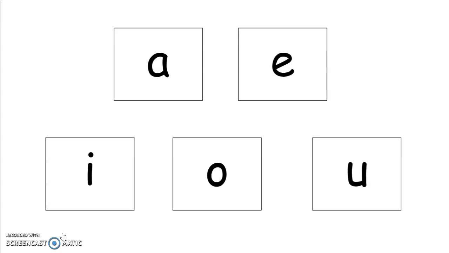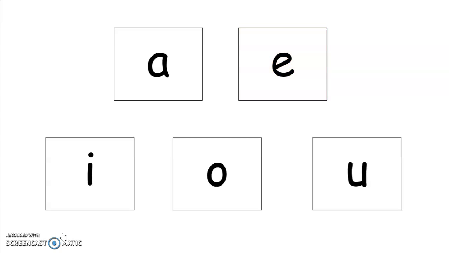The next sound is the sound I. Repeat that sound. Good. Now which vowel makes that sound? You're right. I says I. The next one is the sound eh. Repeat that sound. Very good. E says eh.